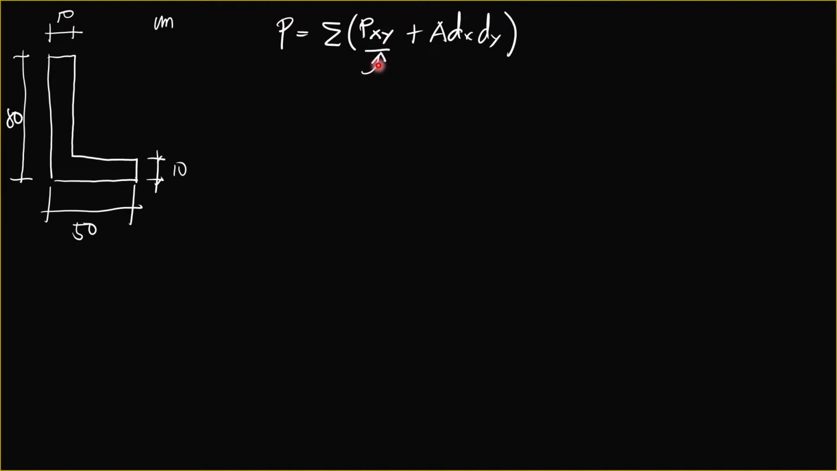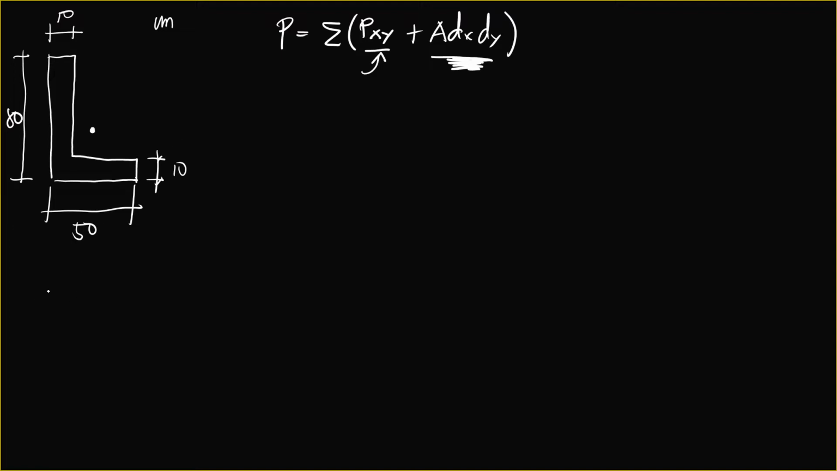That is, if at least one axis is symmetric, or at least one axis of symmetry is present. So how do we find the Pxy? It is the product of inertia. First step, we need to find the centroid, because we do not yet know where the centroid is.